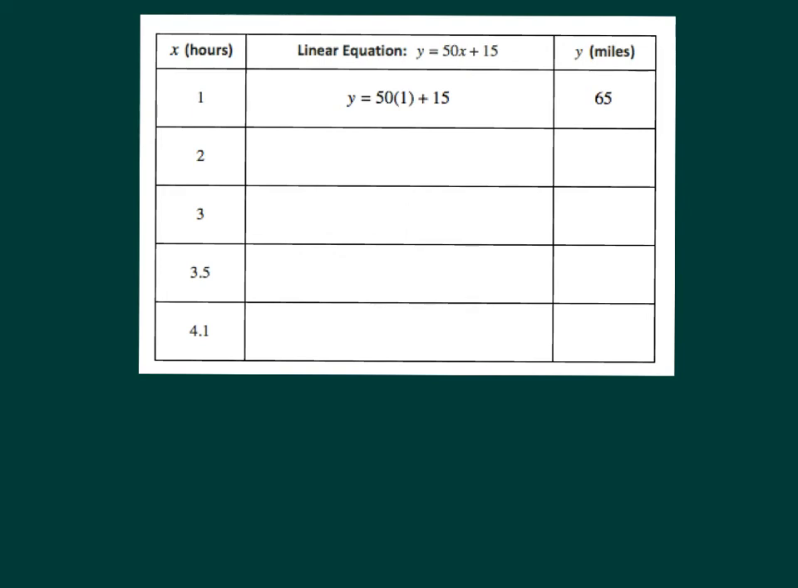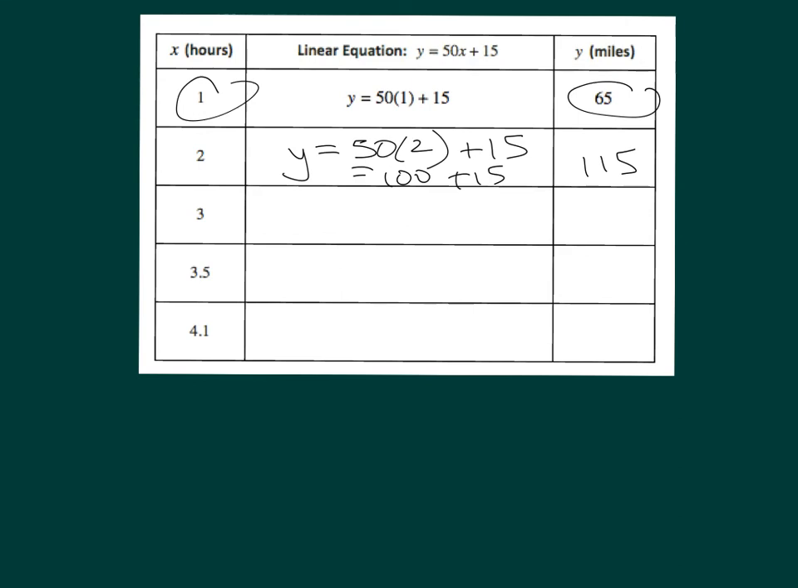equation, 50 times 1 was 50 plus 15. That's where that 65 came from. So notice there's two variables, hours and distance, so time and distance again, and we're connecting those. So if I were to put 2 in that same equation, I'd have y equals 50 being multiplied by 2 plus 15. Well, 50 times 2 is 100, and 100 plus 15 would equal y, which in this case would be 115. We could do that with 3.